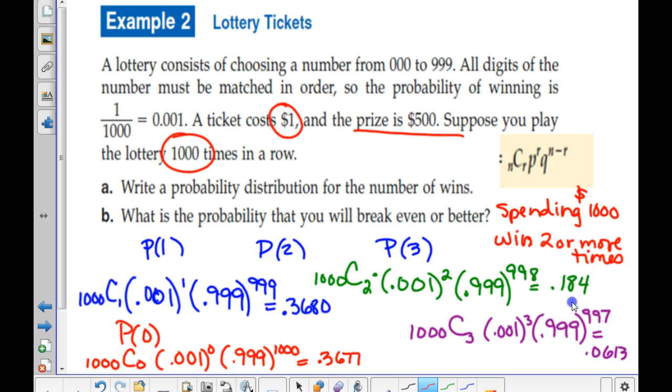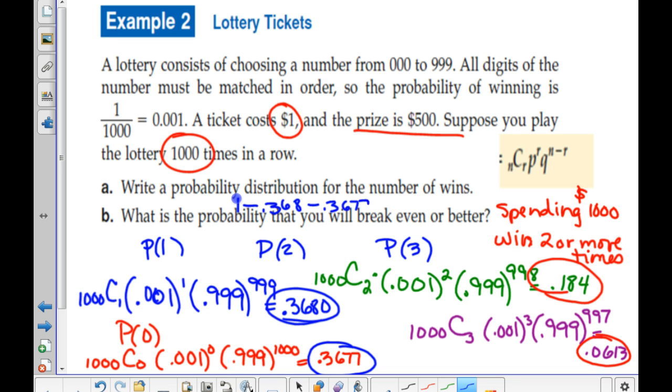Well, what was our chance of winning 2 times? Okay. It was this one, I think. 3 times was this, and so on. The chance that we win 0 times was this, 1 time was this, okay? After that, we would break even or better. So if we did 1 minus 0.368 minus 0.3677, that would tell us what the chance that we break even or better is. Anybody do that?